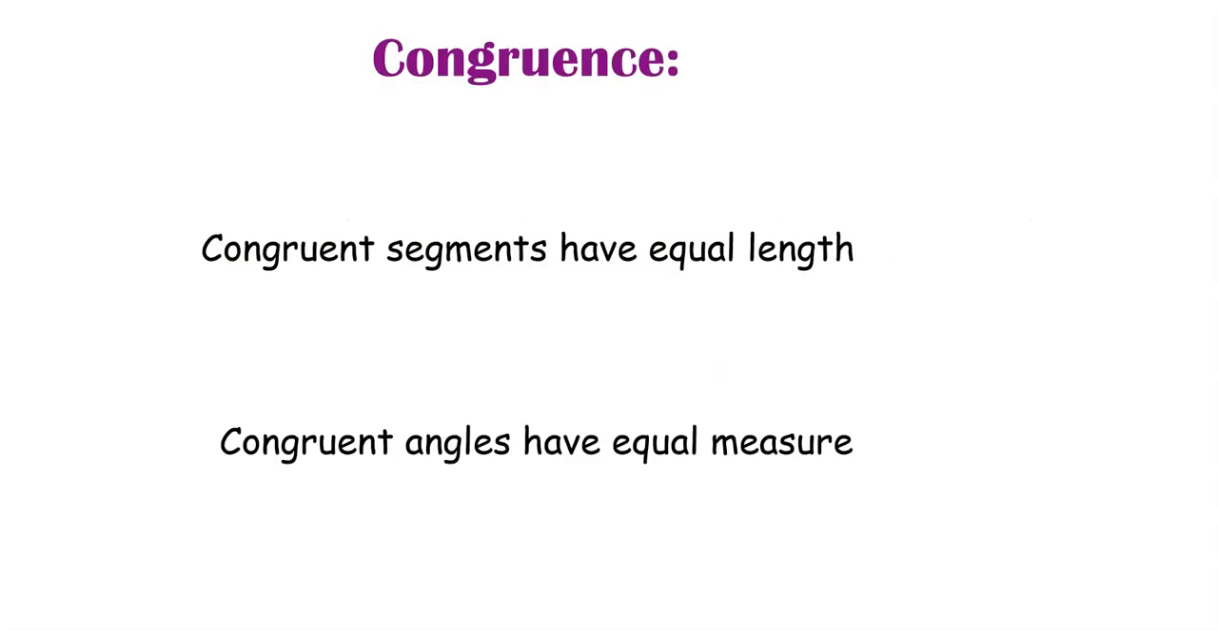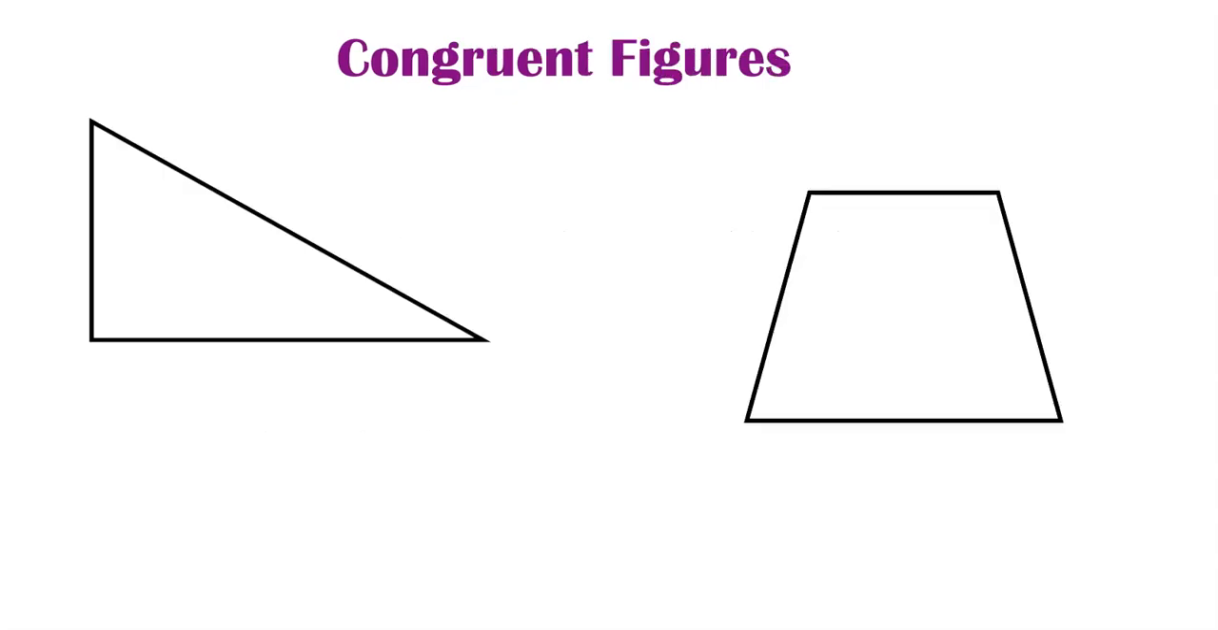We've already seen a little bit of congruence when we were talking about congruent segments and congruent angles. Congruent segments have equal length, congruent angles have equal measure, just generally congruent objects have equal size. That same type of idea can be extended to the realm of congruent figures, where we can think of congruent figures as just copies of one another.